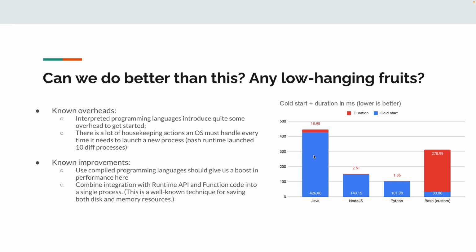And we can combine, and that's a very interesting one. We can combine the integration with the runtime API and our Lambda code into a single binary. This is a well-known technique if you work with embedded development. Is there anyone here that works with embedded development? Ah, nice. So, have you heard of BusyBox and things like that? Yeah, you probably know why that thing is smaller and sometimes faster. So, this is a very well-known technique, and we can leverage that to see how much performance improvement we can actually gain.